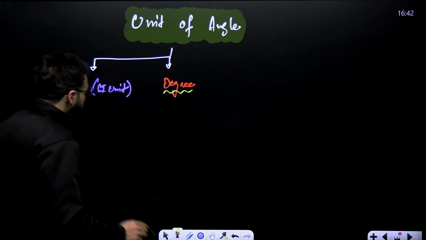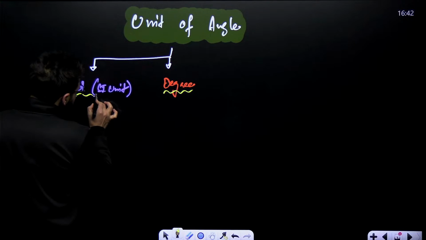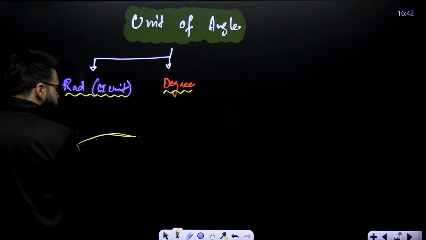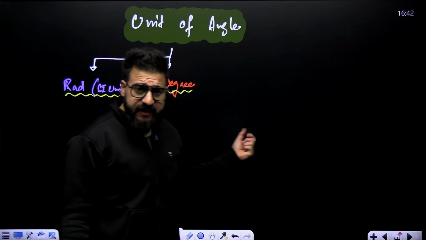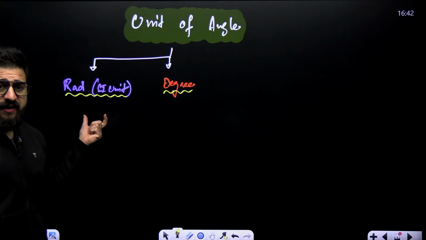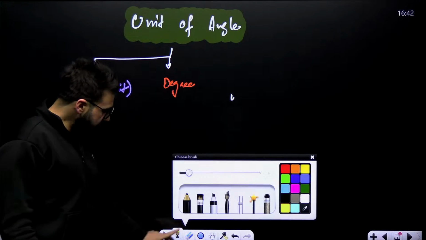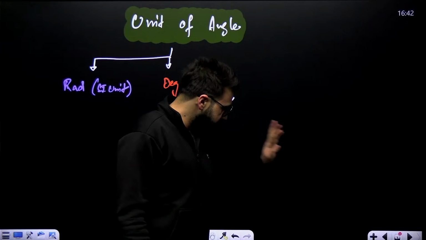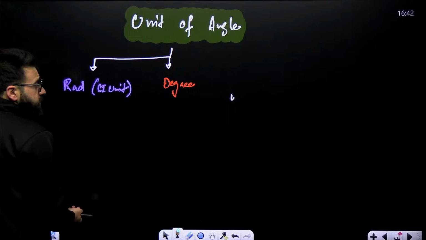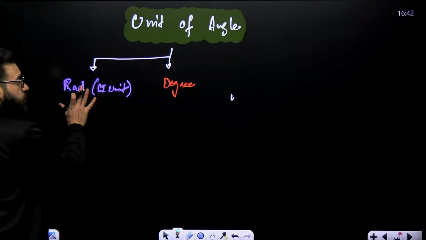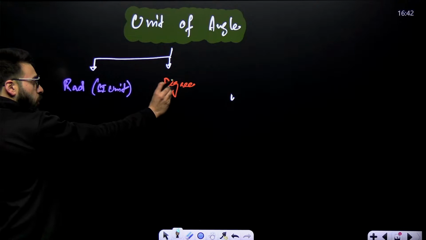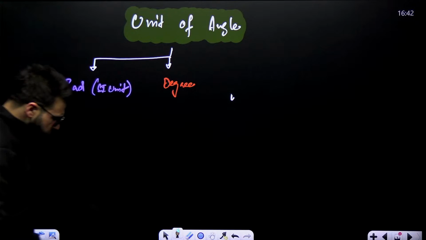And my dear friends, you can measure the angle in radians. Either you measure the angle in degrees or you measure the angle in radians over here. Now, my dear friends, when it comes to measuring the angle in this particular case, the unit of angle is radian or degree. Listen to me very carefully.